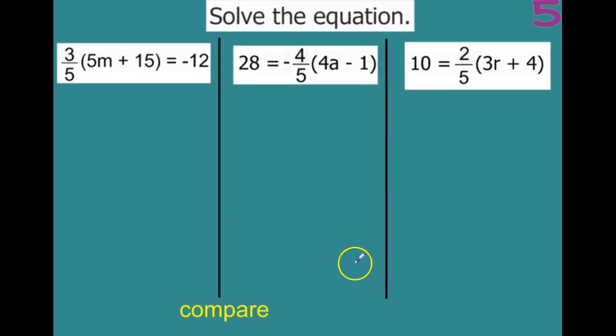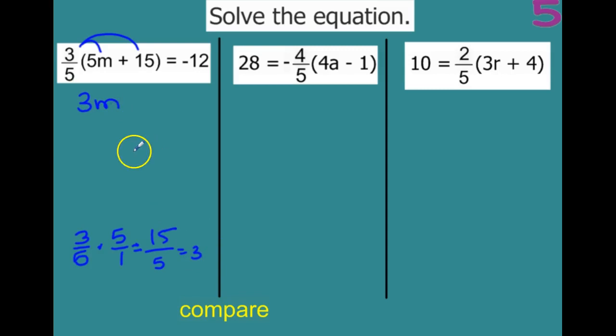Now here we have a few with parentheses that have fractions. So we've been taught that first we could just distribute. And that's what I'm going to do on this one. 3/5 times 5, well, I could just multiply it out. 3/5 times 5, which is really 5/1. That would give me 15 on the top, and 5 times 1 is still 5. 15 divided by 5 is 3. So we'd have 3m. And then we're going to do 3/5 times 15.